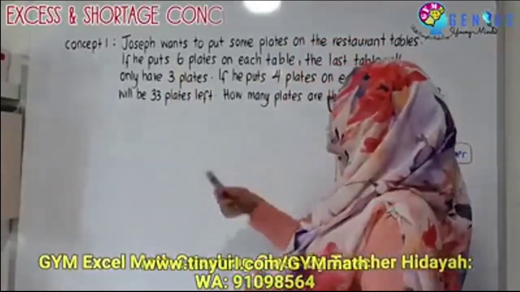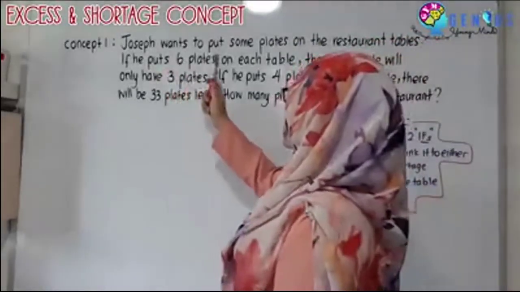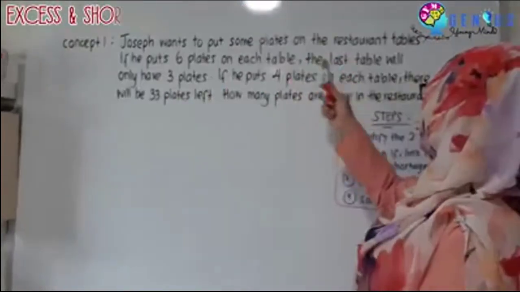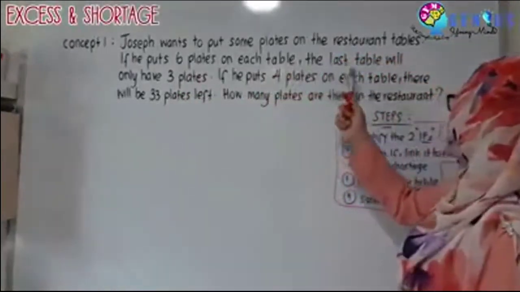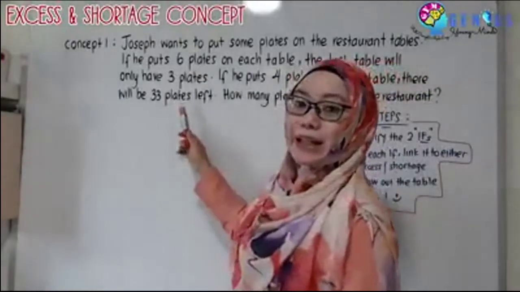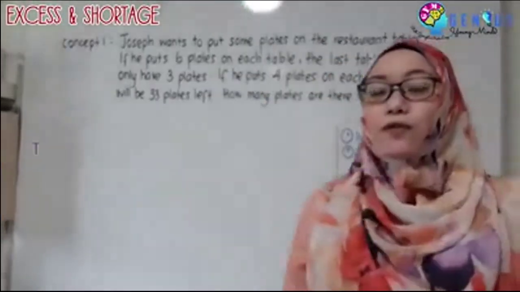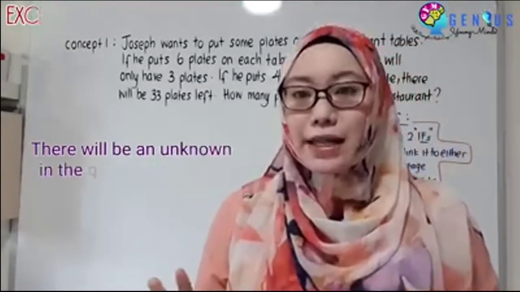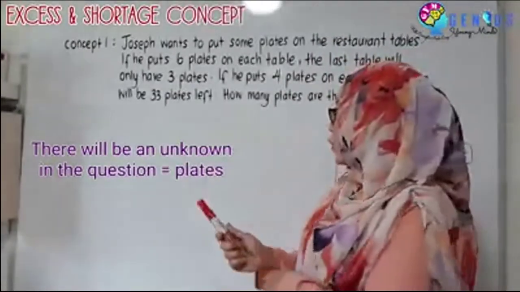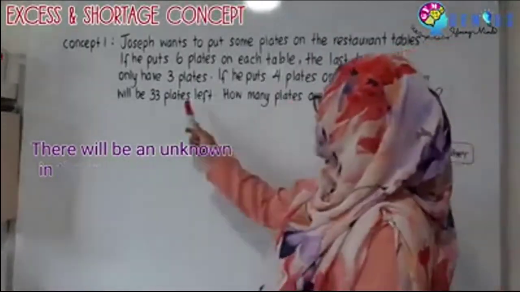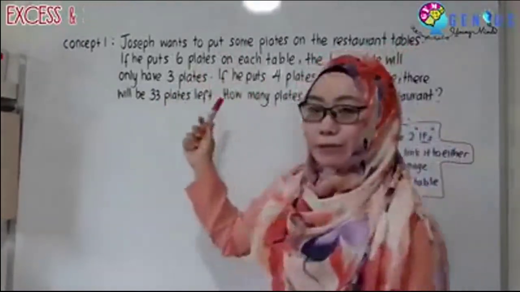So, Joseph wants to put some plates on the restaurant tables. If he puts 6 plates on each table, the last table will only have 3 plates. If he puts 4 plates on each table, there will be 33 plates left. How many plates are there in the restaurant? For the excess and shortage concept, there is usually an unknown given. The unknown in this question is actually the plates. You keep on seeing the word plates again and again, right?